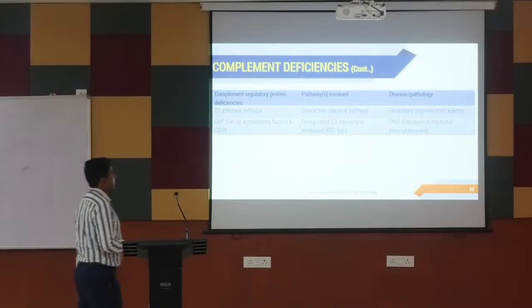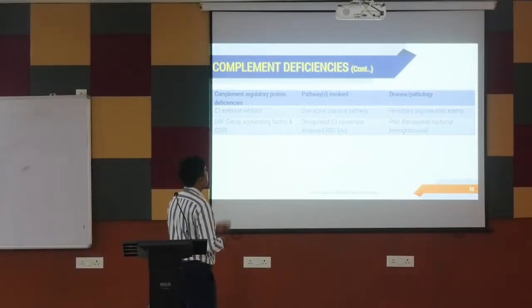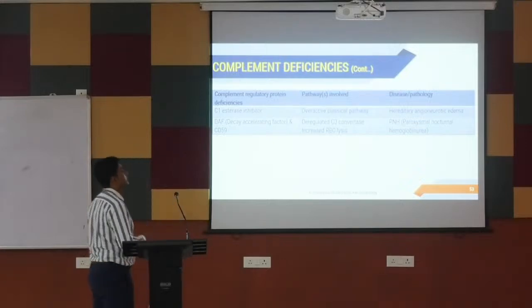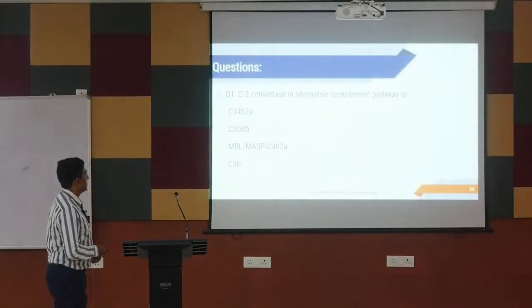ডিক্যাক্সিলেটিং ফ্যাক্টর না থাকলে কি হচ্ছে? ডিরেগুলেটেড C3 কনভার্টেজ, ইনক্রিজ আরবিসি লাইসিস হচ্ছে, তার জন্য কি হচ্ছে? প্যারাক্সিসমাল নকটার্নাল হিমোগ্লোবিনিউরিয়া, ইউরিন দিয়ে ব্লাড বেরোচ্ছে। ঠিক আছে?